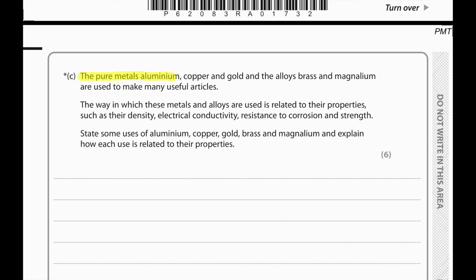The pure metals aluminium, copper and gold, and the alloys brass and magnesium are used to make many useful articles. The way in which these metals and alloys are used is related to their properties, such as their density, electrical conductivity, resistance to corrosion and their strength. State some uses of aluminium, copper, gold, brass and magnesium. Explain how each of the use is related to their properties.